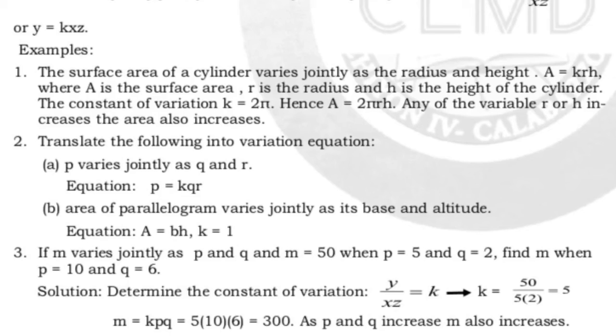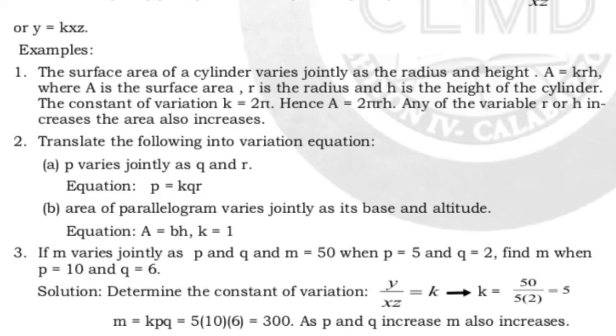Another example is number 3. If M varies jointly as P and Q and M is equal to 50 when P is equal to 5 and Q is equal to 2, find M when P is equal to 10 and Q equals 6.